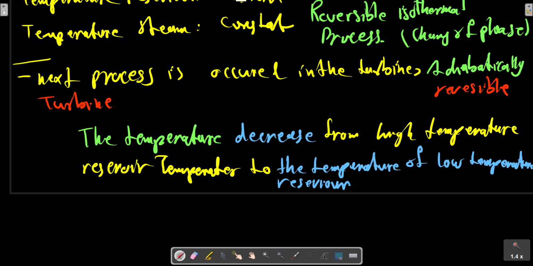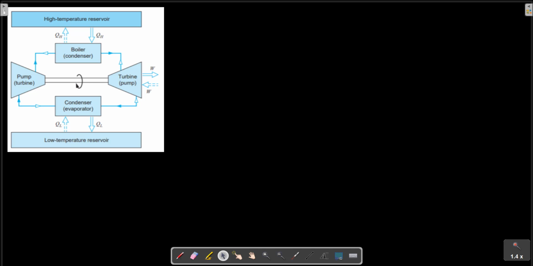In the next process, heat is rejected from the working fluid to the low temperature reservoir. Let me provide the picture here. Consider these filled arrows. The temperature in the turbine is reduced from TH to TL, and the non-filled arrows also show the same direction. In the next process, heat is rejected.